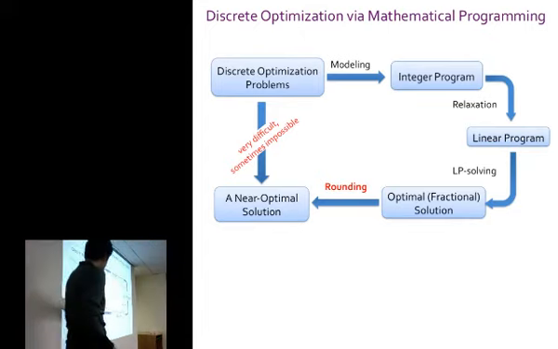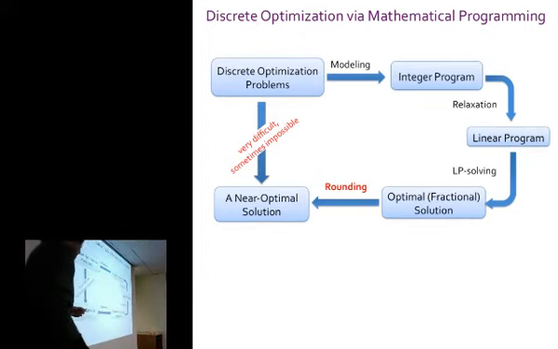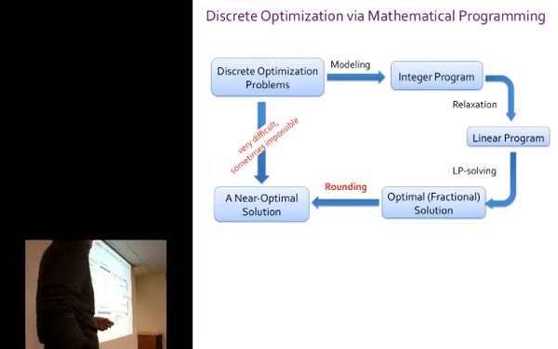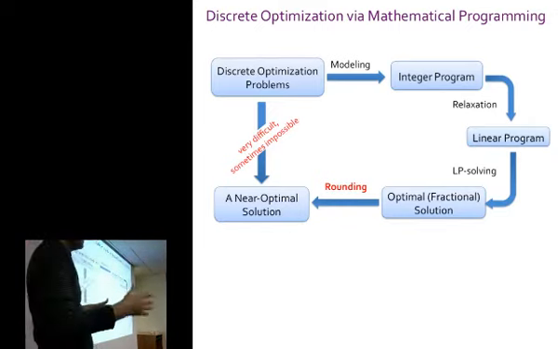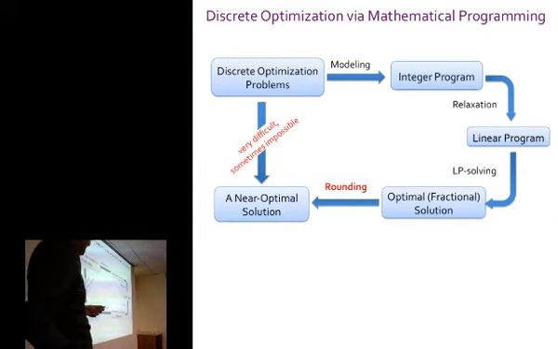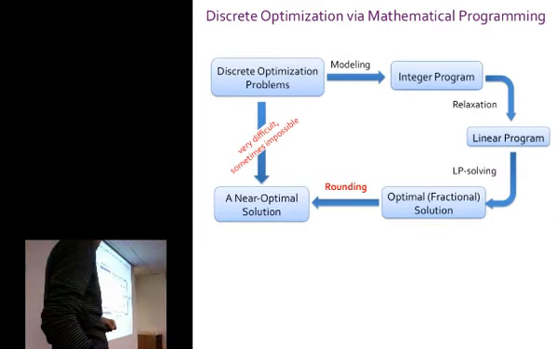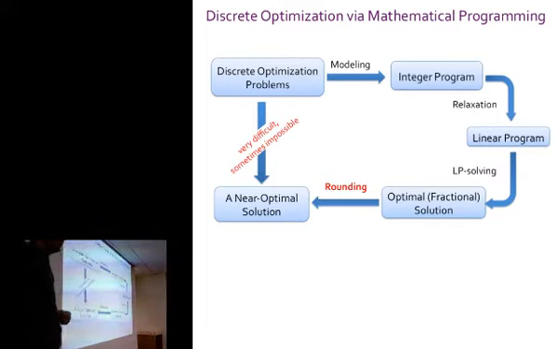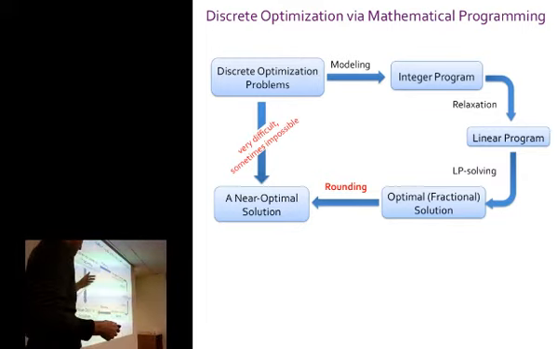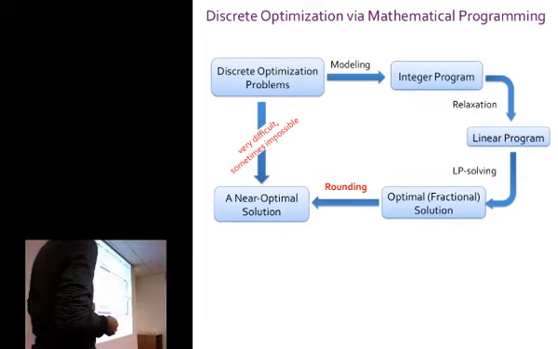Now, there is this last step where we need to find a near optimal integer solution based on the fractional solution. This is the rounding step. Usually the first three steps can be done automatically. There's a machinery to do that. And the last step is the heart of the argument. So I will talk about rounding methods.